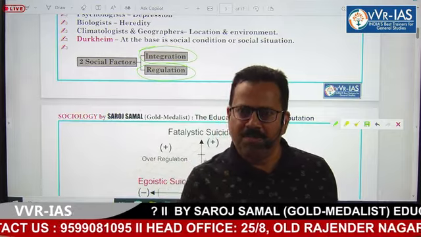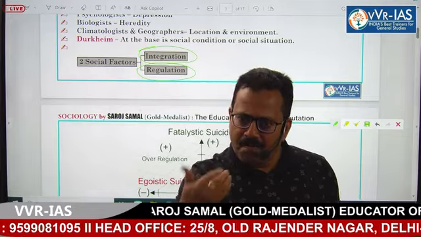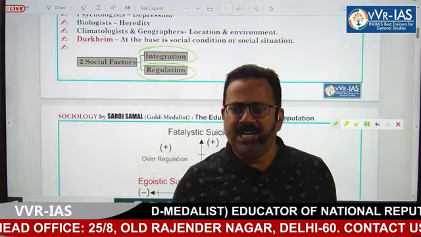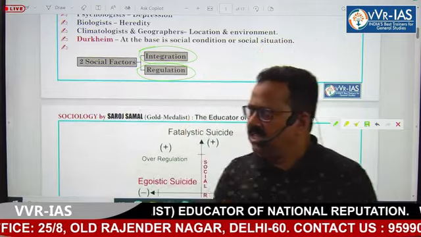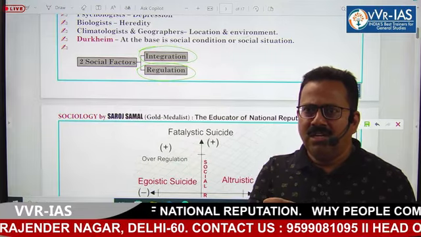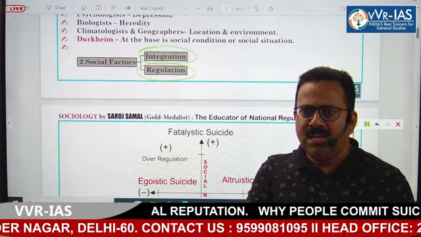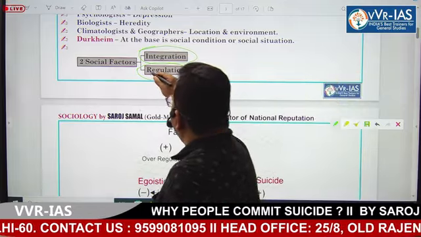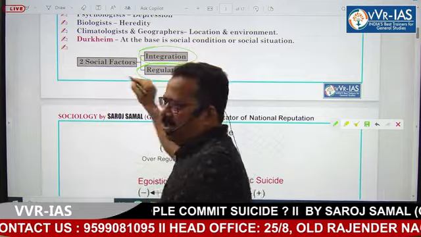A group may be the family, the country, the religious group, or the international community, that is the whole world. This is social integration. So Durkheim considered the first factor, social integration, and the second factor for suicide that has been considered by Durkheim is called social regulation.